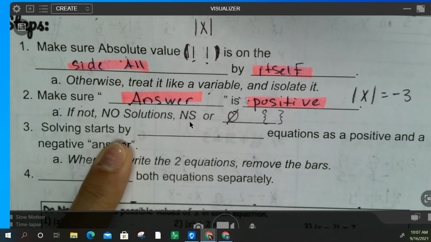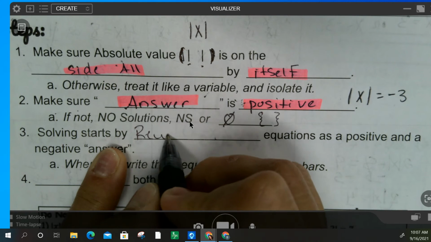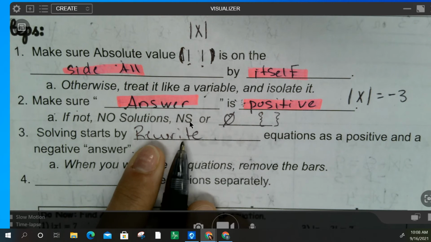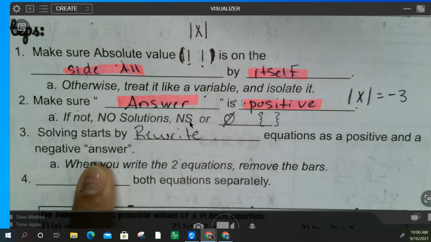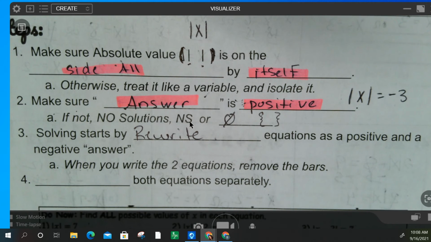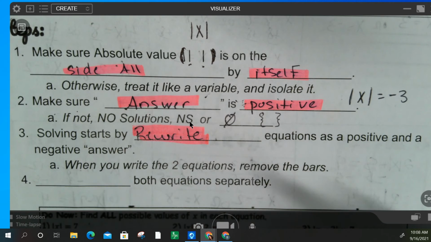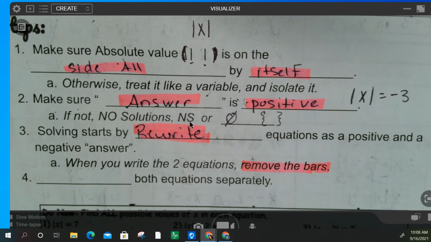And the way that you remove the bars is to rewrite what's in the absolute value twice, okay? Once with a positive answer and once with a negative answer. So the next step is to rewrite it. And again, that's the step where the bars come off, okay? Now you remove the bars at that point. So when you write the equations twice, that's literally the absolute value. That's how you do the inverse of it.